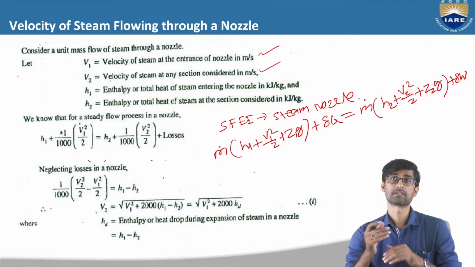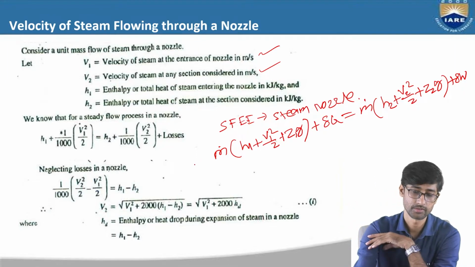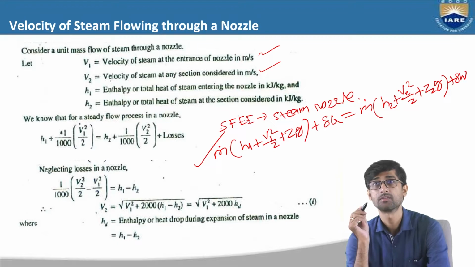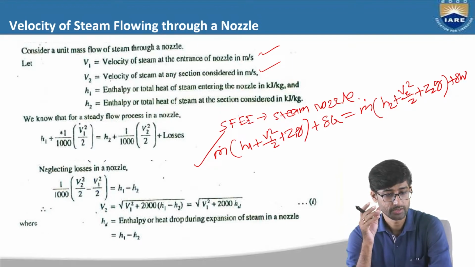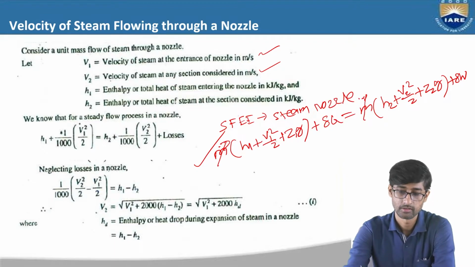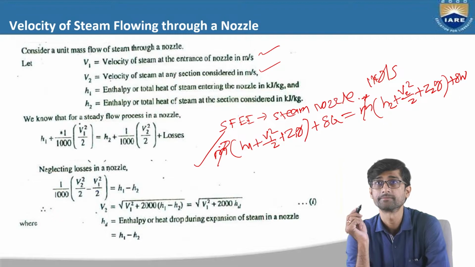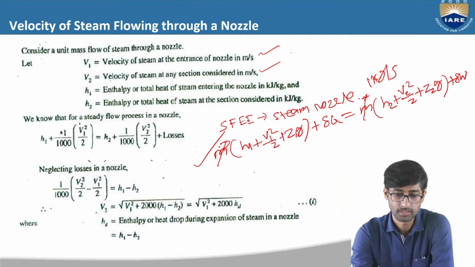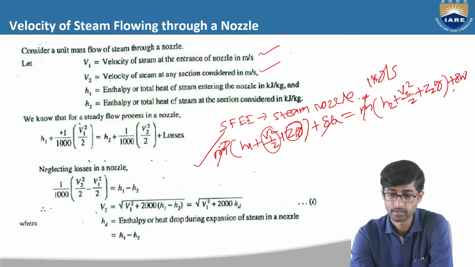So this is the steady flow energy equation, and now we are applying it to the nozzle. We are considering unit mass, so m dot becomes 1 kg per second. This is the kinetic energy, this is the potential energy, heat transfer and work transfer.